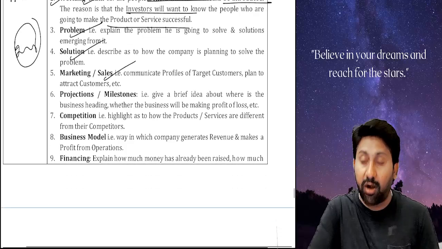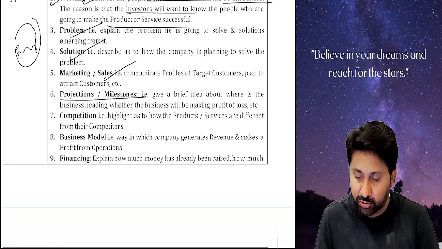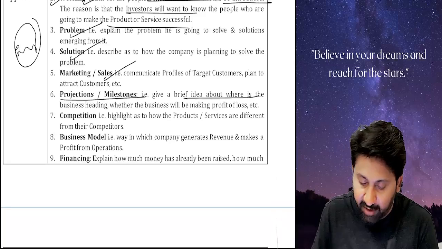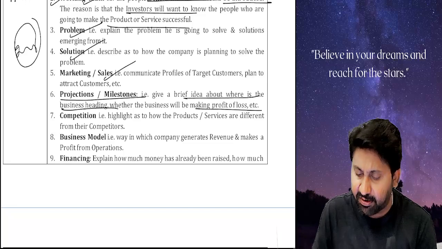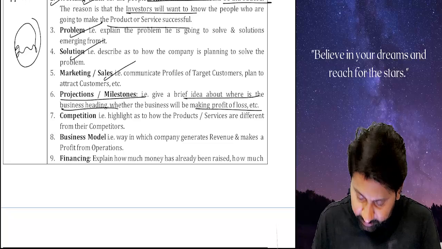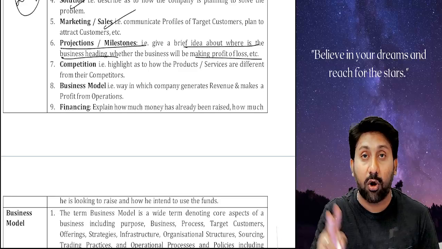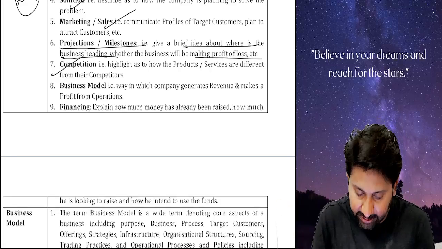Next one, what is your mission, that means your projections and milestones, what you want to reach, what are your projected profits. So give a brief idea about where the business is heading and whether the business will make a profit or loss. Next, competition. You should tell who the other competitors in the same market are, such that they will try to invest in your business. Business model.